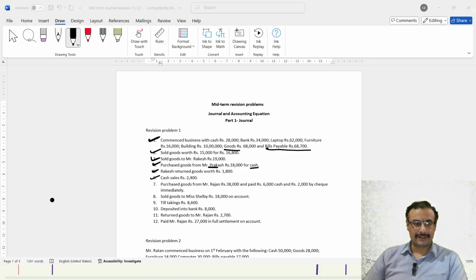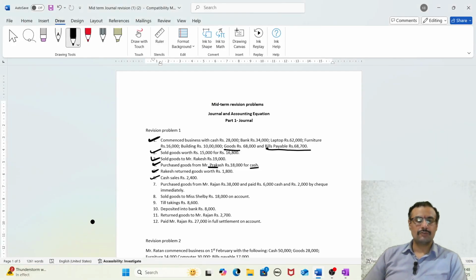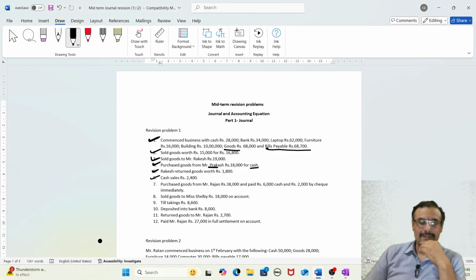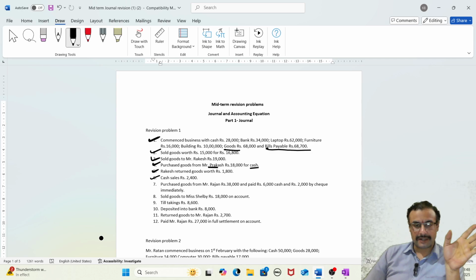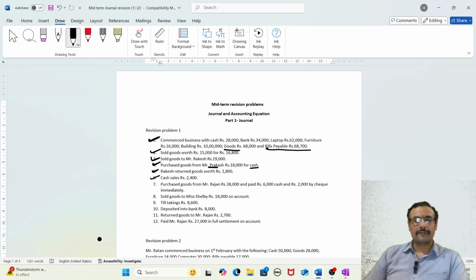Then seventh one. Purchase goods from Mr. Rajan, rupees 38,000. So the total purchases is 38,000 and paid rupees 6,000 cash immediately, 2,000 by check immediately, and the balance they have not told. This is an indirect way of telling that the balance we have not yet paid. The balance will be our liability. We'll have to pay to Rajan.